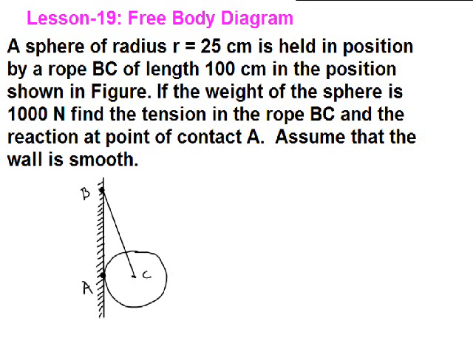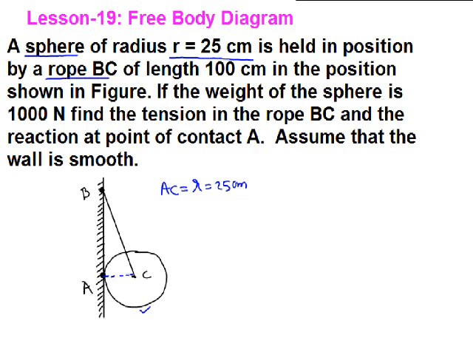We'll work out a problem in this lesson. In this problem, you have a sphere of radius r equal to 25 centimeters. The sphere is shown here. The radius AC is given to be 25 centimeters. It is held in position by a rope BC.